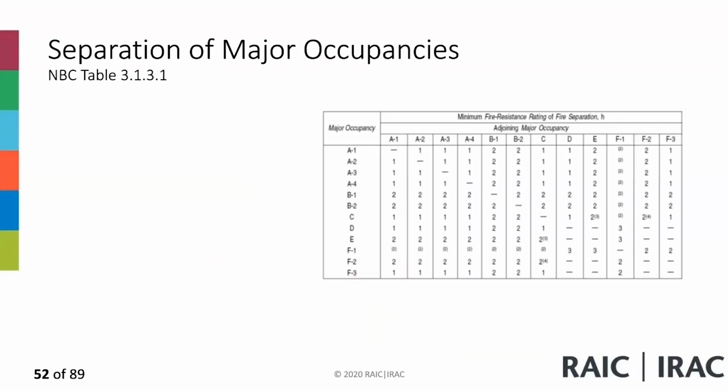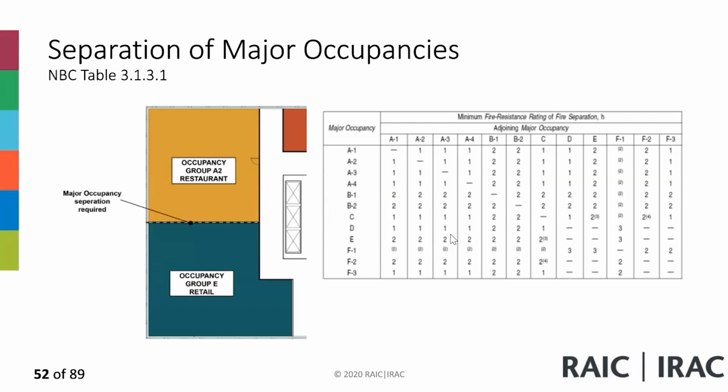So if I've got multiple major occupancies, we go to Table 3.1.3.1. Take a look at it, 3.1.3.1. We need to separate our occupancies depending on their major uses. So now we talked about the fire separation of multiple major occupancies in a building.